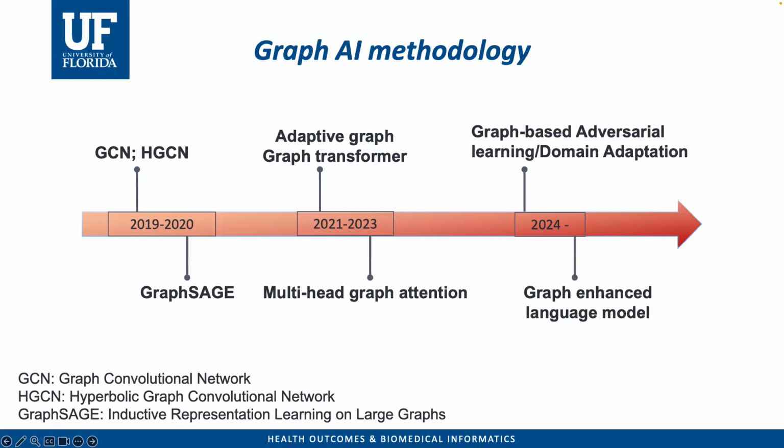Regarding the tools, we have been actively using graph AI methodology. Since I started my research career, we have been using graph convolutional networks and graph search, and more recently the graph transformer. We have been using the graph transformer for different purposes, such as transfer learning and domain adaptation, and more recently we have been using graph-enhanced large language models to leverage the data and enhance our research studies.